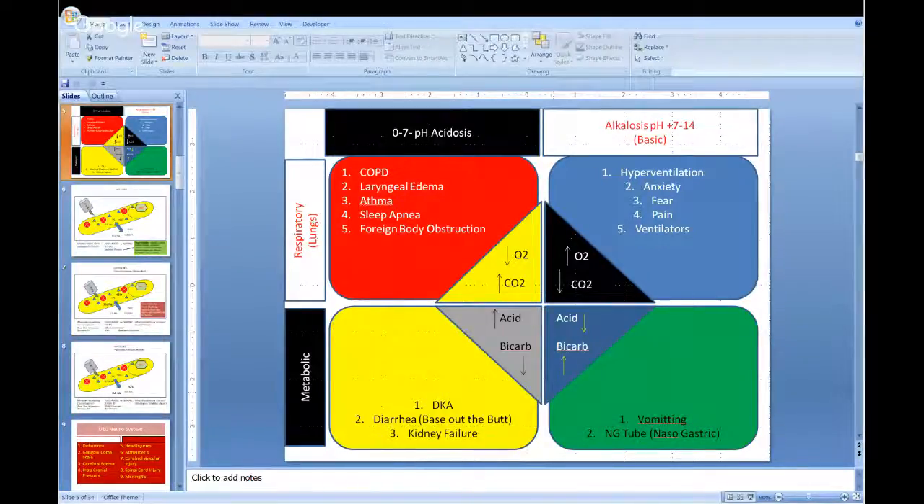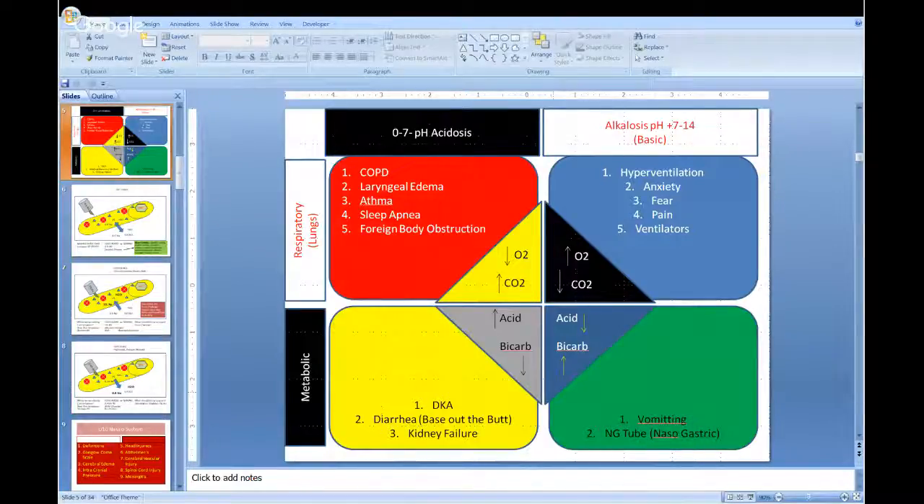Okay, number 5 on that list is a really interesting one. Can you guys see number 5 on that box? What's number 5 say? Ventilators. Yeah, now we're in a situation where we're manually ventilating oxygen into somebody. Say in surgery, we put them under and we manually ventilate oxygen into them. If we're not careful, that will drive them into respiratory alkalosis.